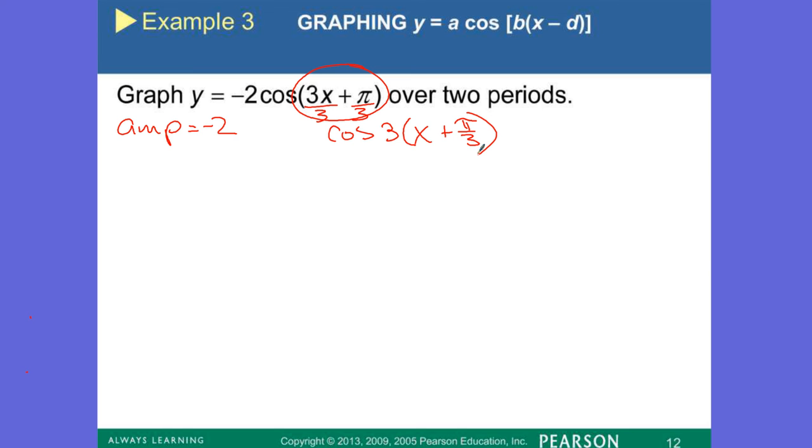You would do this every time there's a number in front of the variable. What if it was 1? Just leave it, like we did yesterday. Same thing, just leave it.